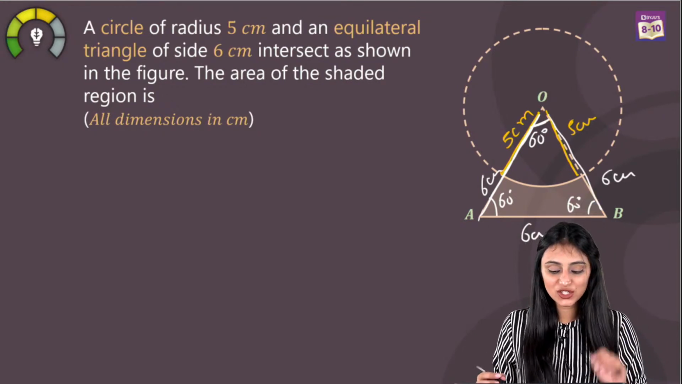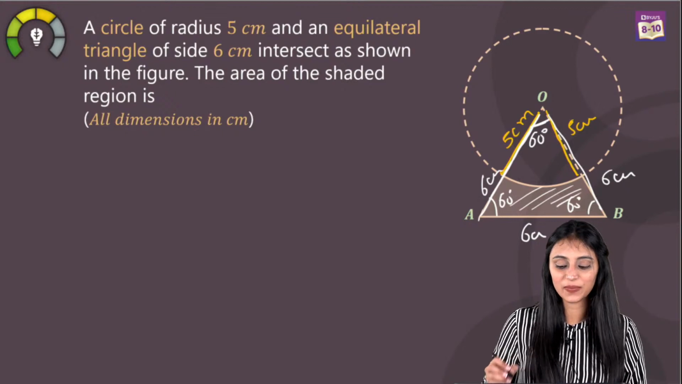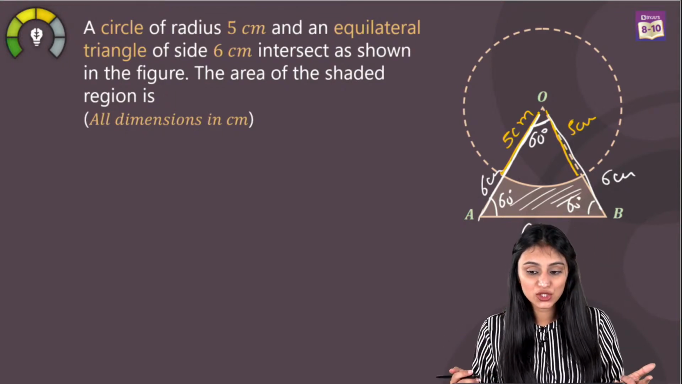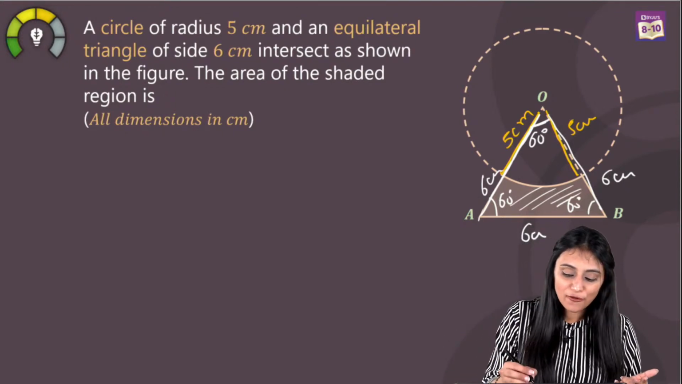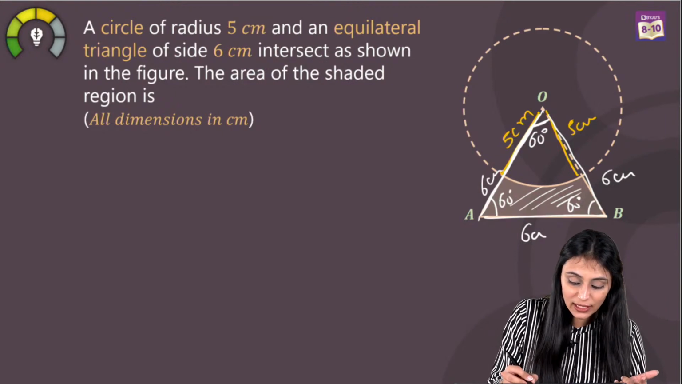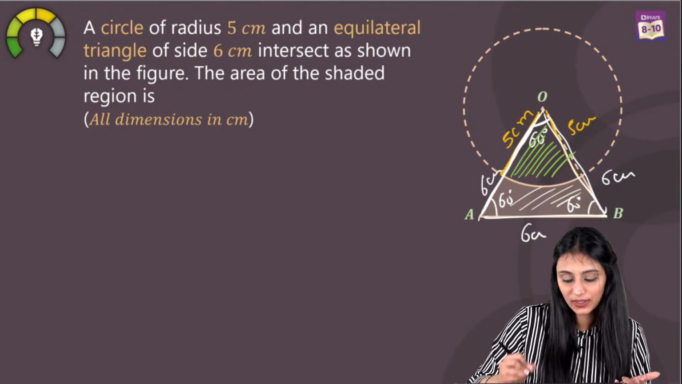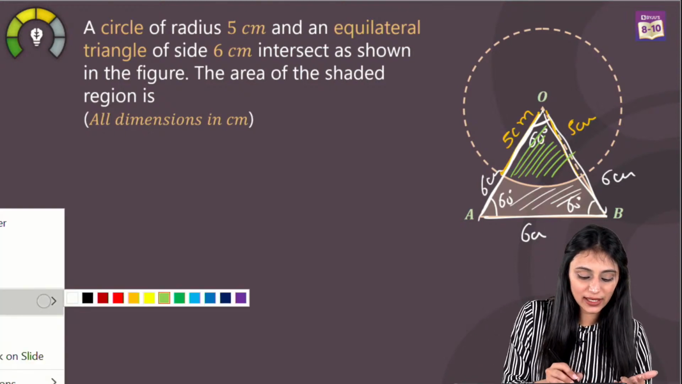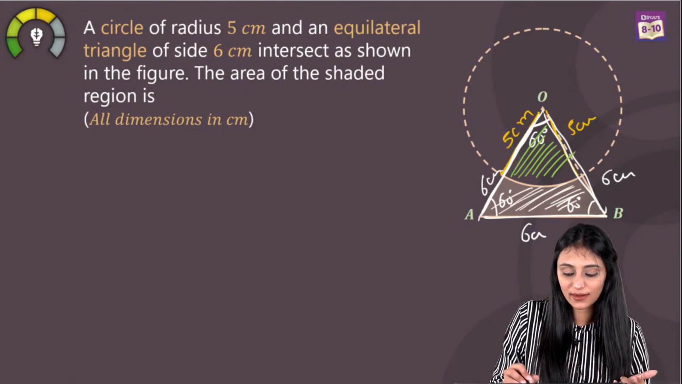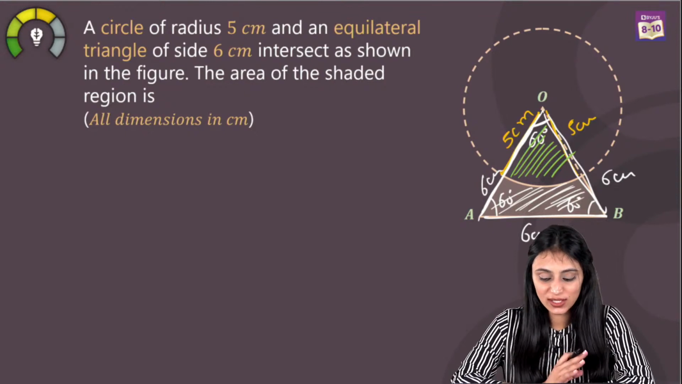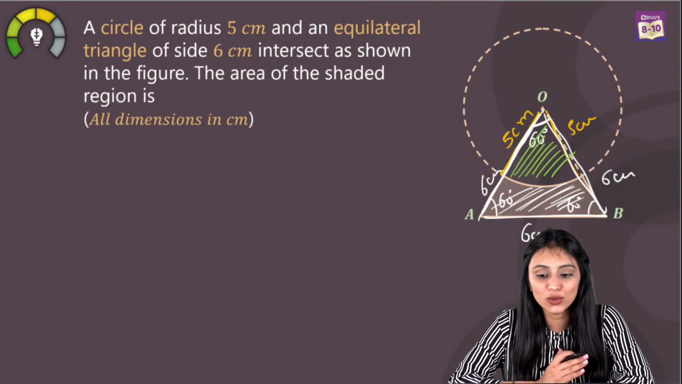What you need is this shaded region that you can see. How are we going to find this out? What we will do here is, from this equilateral triangle, if I subtract this sector, this green part, what we will get? We will get this white part, right? This shaded region. So this is clear. Is this clear to you what we are going to do in this question?